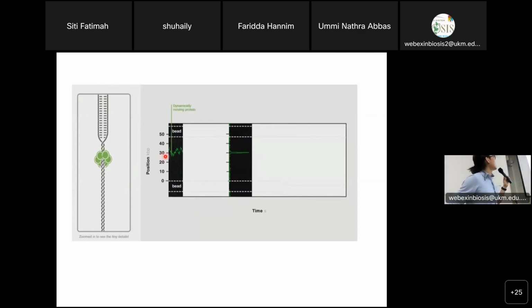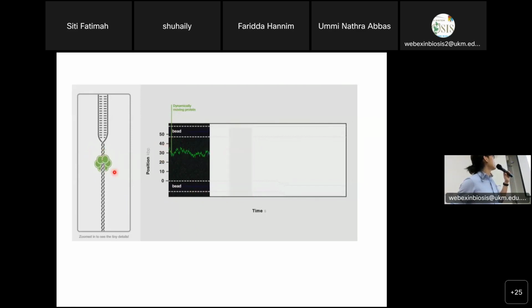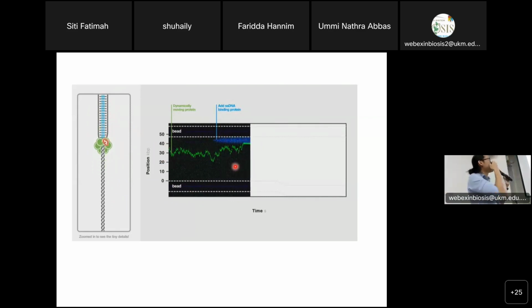So basically, this is the data. You are tracking this protein. These are the beads at both sides. So you are tracking along the time. And then you can see the protein just moving on the double-strand DNA, mobile. Then you start to introduce the single-strand DNA binding proteins. They bind to the single strands. And then you probably introduce ATP and some cofactor proteins. And then it starts unwinding the double-strand DNA. And then you can start seeing the color changes as well.